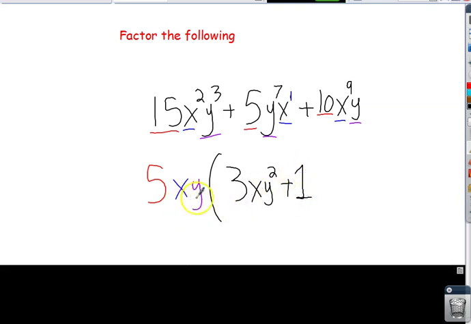I have an x. I need an x. What more do I need? I don't need to put an x here. I had a y. I need 7 of them. That means I need 6 in here now. Let's figure out. I had 10. I pulled out a 5. So what times 5 gets me 10? 2. I had an x. I need 8 of them in here. Because remember, when you have these powers, you're going to add the exponents, multiply coefficients. I had a y. I have a y out here, so I'm good.